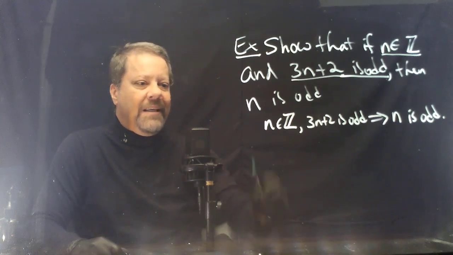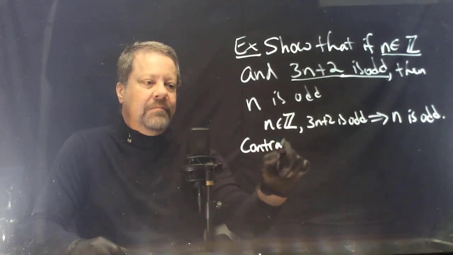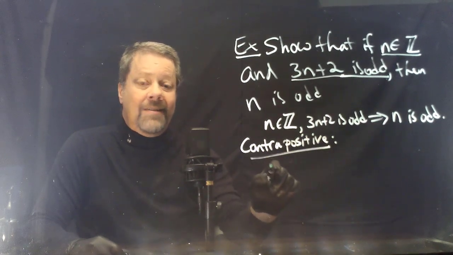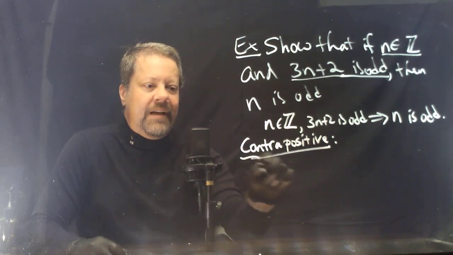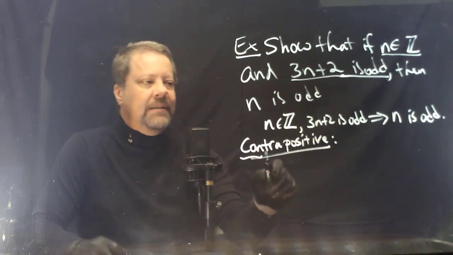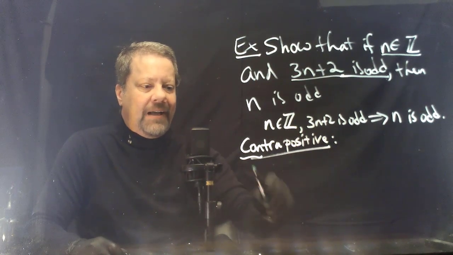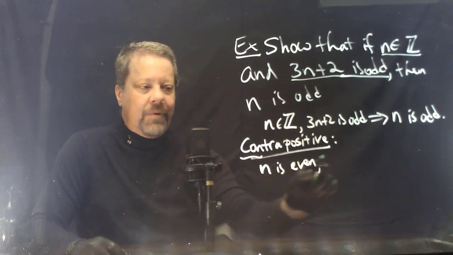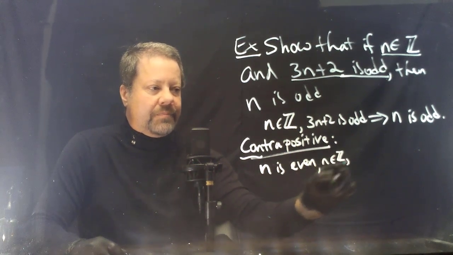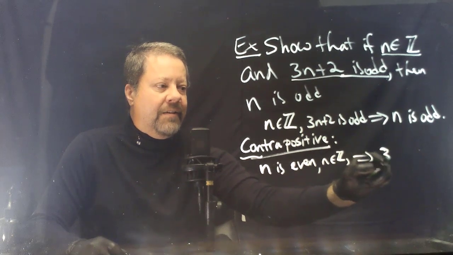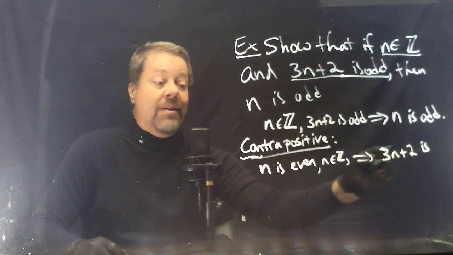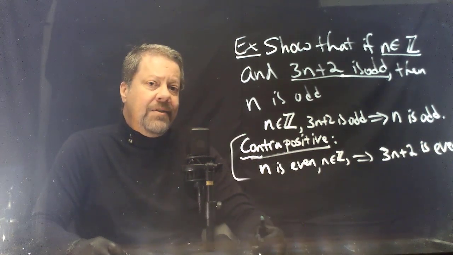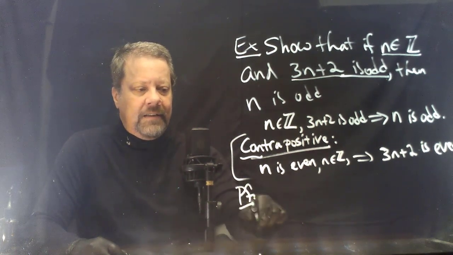The contrapositive might be easier to prove. If n is not odd, then it must be even. Every integer is either even or odd. So if we assume the opposite of n is odd, and of course we're assuming n is an element of the set of integers, we're trying to prove then that 3n plus 2 is not odd and hence is even. So the contrapositive may be an easier theorem to prove. In fact, let's do that.